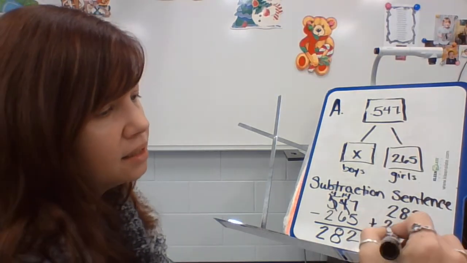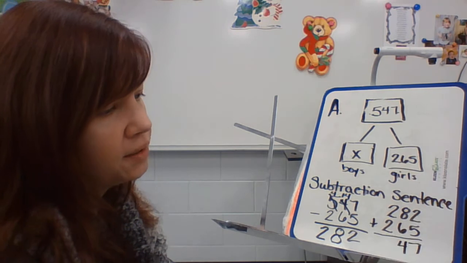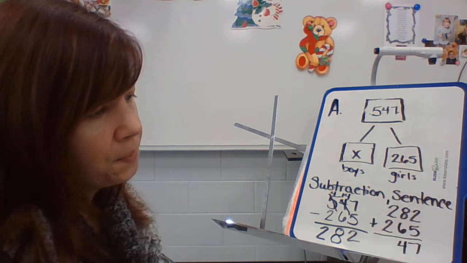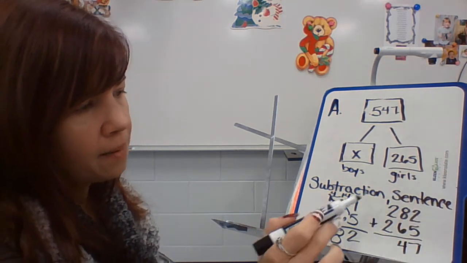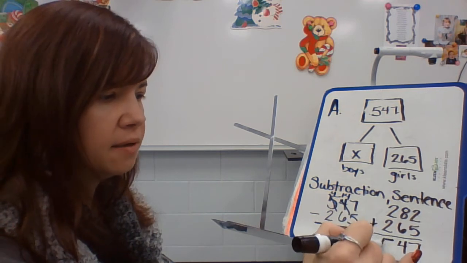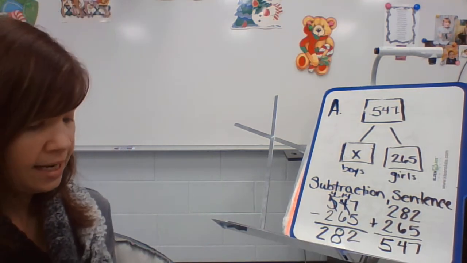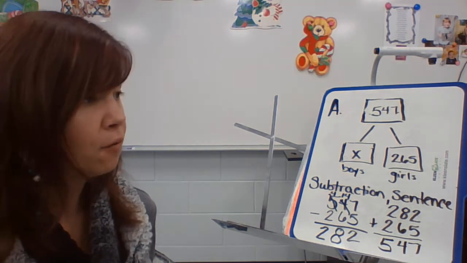8 plus 6 is 14. So the 4 goes down there and the 1 comes up there. And then 2 plus 2 is 4, but we have this one up here, which makes 5. So I did end up coming back to 547.